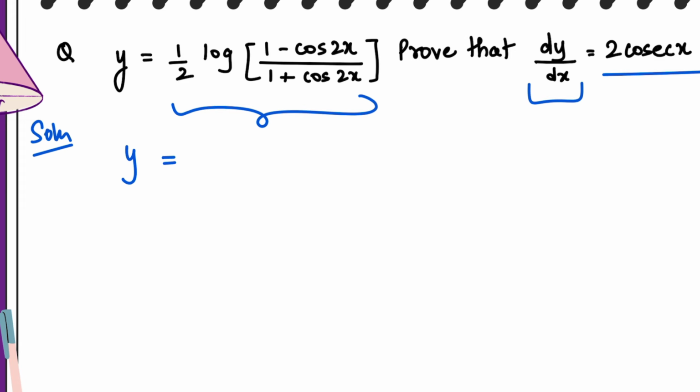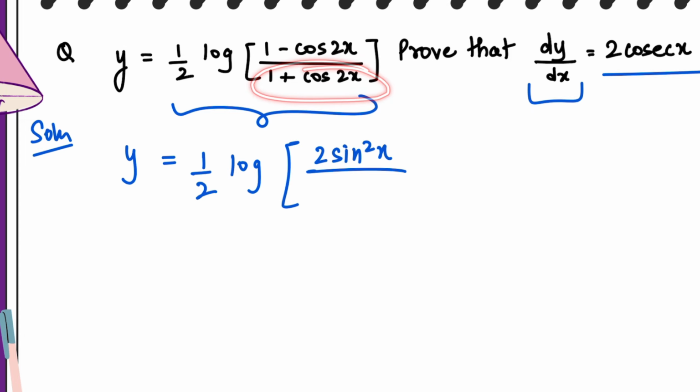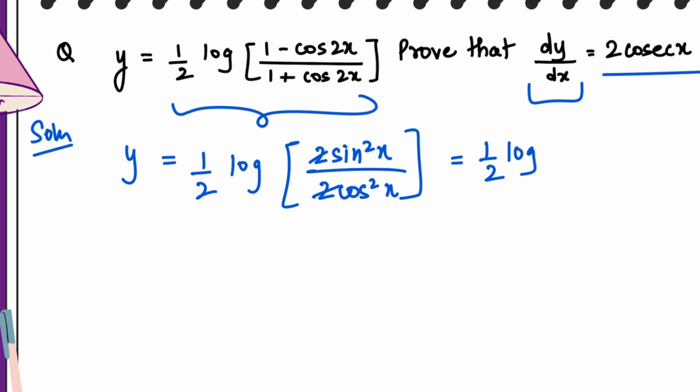Now see, y is equal to half log. Now just tell me 1 minus cos 2x. This is equal to 2 sin square x and 1 plus cos 2x, it is equal to 2 cos square x. 2 से 2 cancel, right? Half log, this is tan square x. Now just tell me, can I write this like half log tan x whole to the power 2?